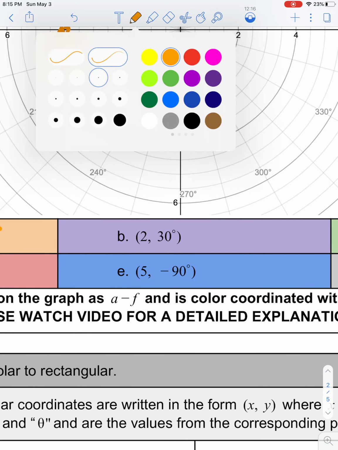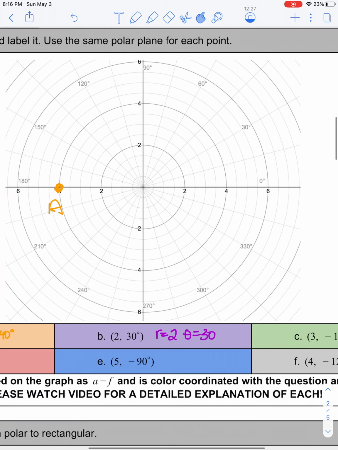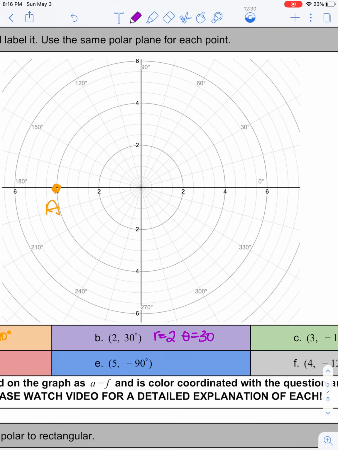Point B is a little less aggressive. This is kind of nice, right? We have just a radius of 2 and a simple theta value of 30 degrees. So up in our polar coordinate plane, we are going to start on our polar axis, and we're going to build a theta value of 30 degrees. That's just sitting right here at that second radial line, and we have to build a point that is 2 units away from the origin. So we will plot point B at an R value of 2, theta value of 30 degrees.